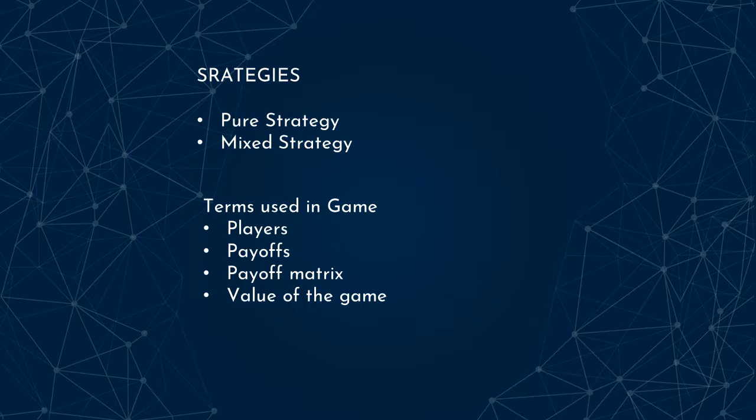Then, the strategies used in game theory. The strategy of a player is a predetermined rule by which a player decides his course of action during the game. That is, a strategy for a given player is a set of rules or programs that specify which of the available courses of action he should select at each play.